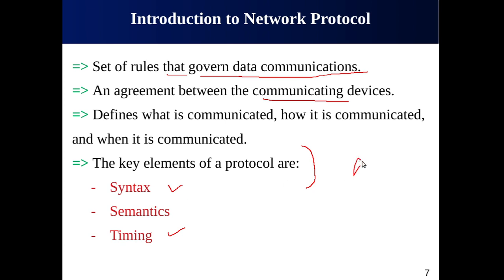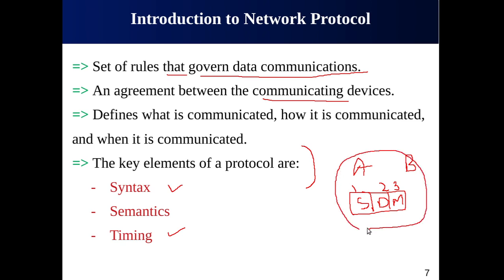Let's suppose A is sending a message to B. What is going to be the syntax of that message? How many fields are there? For which purpose are the fields dedicated? Let's suppose this packet has 3 fields. So the syntax: the first is the address of the sender, the second field is the address of the destination, and the third field is the message. So this is the syntax of the message, the packet, and it is the duty of the protocol to define this syntax.